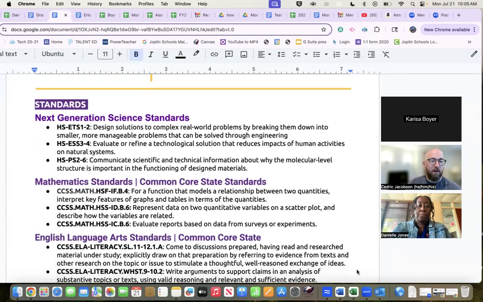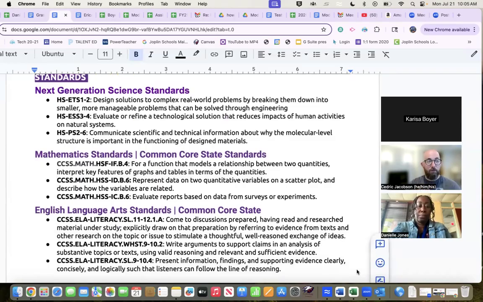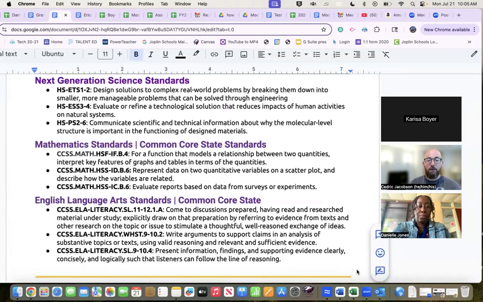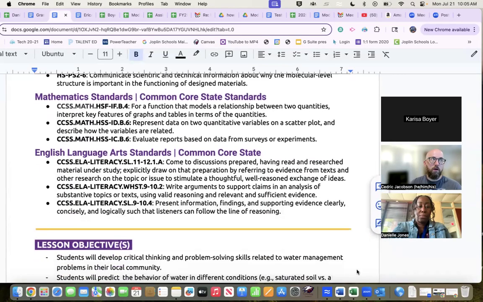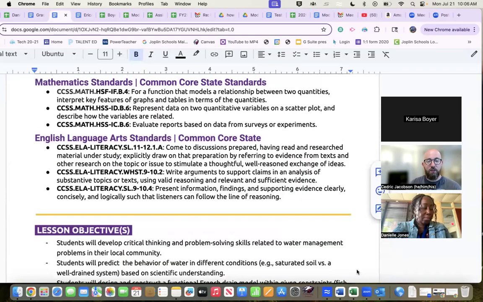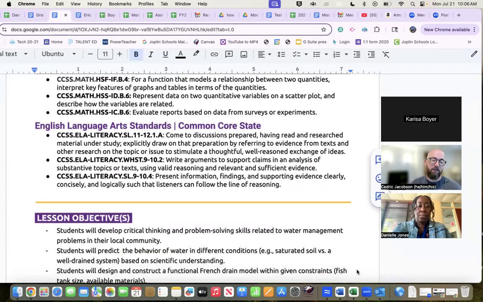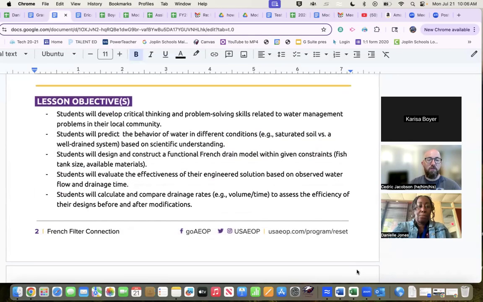The three big Next Generation Science Standards focus on designing solutions to big problems, evaluating and refining those solutions, and then being able to communicate scientific findings. There are a number of math and ELA Common Core connections that you can see listed in detail here in the lesson plan.